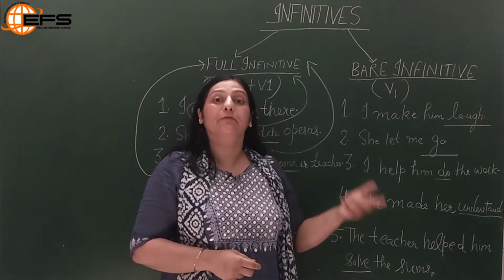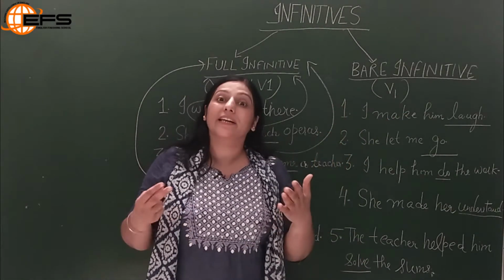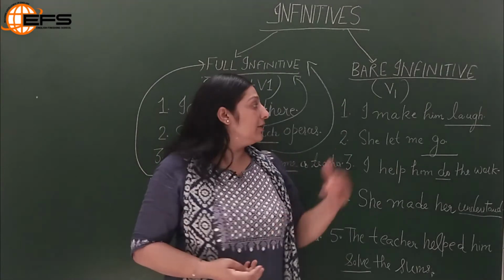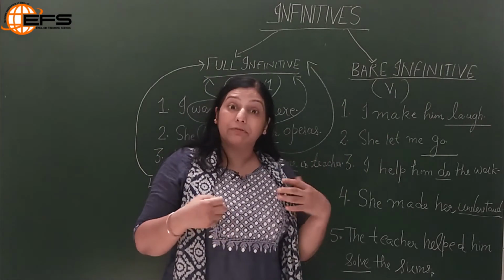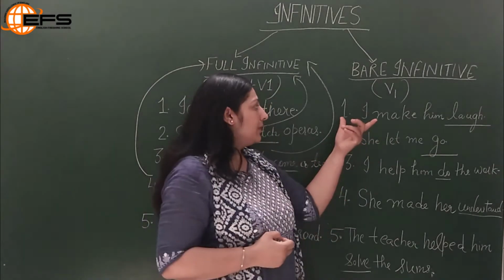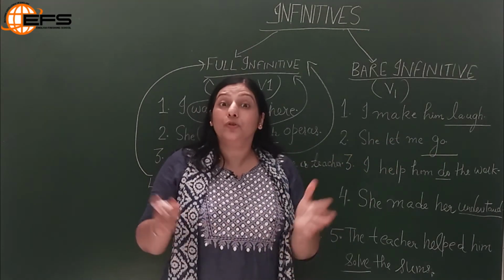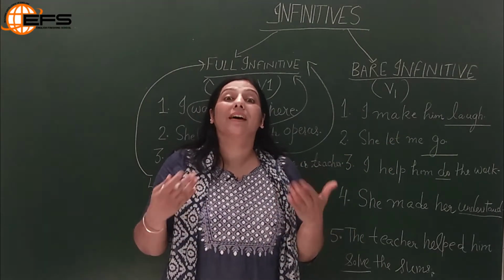Again, bare infinitive will exist with the main verb in a sentence because it is also an example of a non-finite verb. Now how can we say that only V1 will come with another verb? Let us understand with examples. Number 1, I make him laugh. As you don't laugh yourself, you make others laugh.